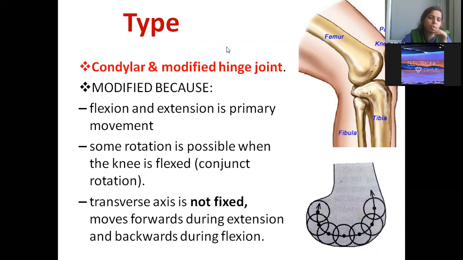What do you mean by hinge joint? That means movement is possible only in one direction. You cannot take it backwards, isn't it? So it is modified because flexion and extension is the primary movement. You can elicit it on your own joint when we are discussing. Of course, some rotation is possible when the knee is flexed. Okay, that is the conjunct rotation. And the transverse axis is not fixed.